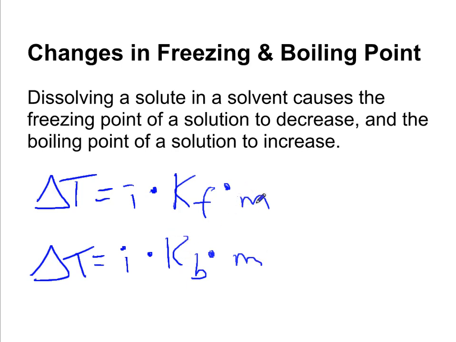We know what molality is in a solution: moles of solute per kilogram of solvent. Kf and Kb are constants that should be given to you. Kf is the freezing point depression constant, Kb is the boiling point elevation constant. i is something called the van 't Hoff factor, and it describes how many particles a solute dissolves into.